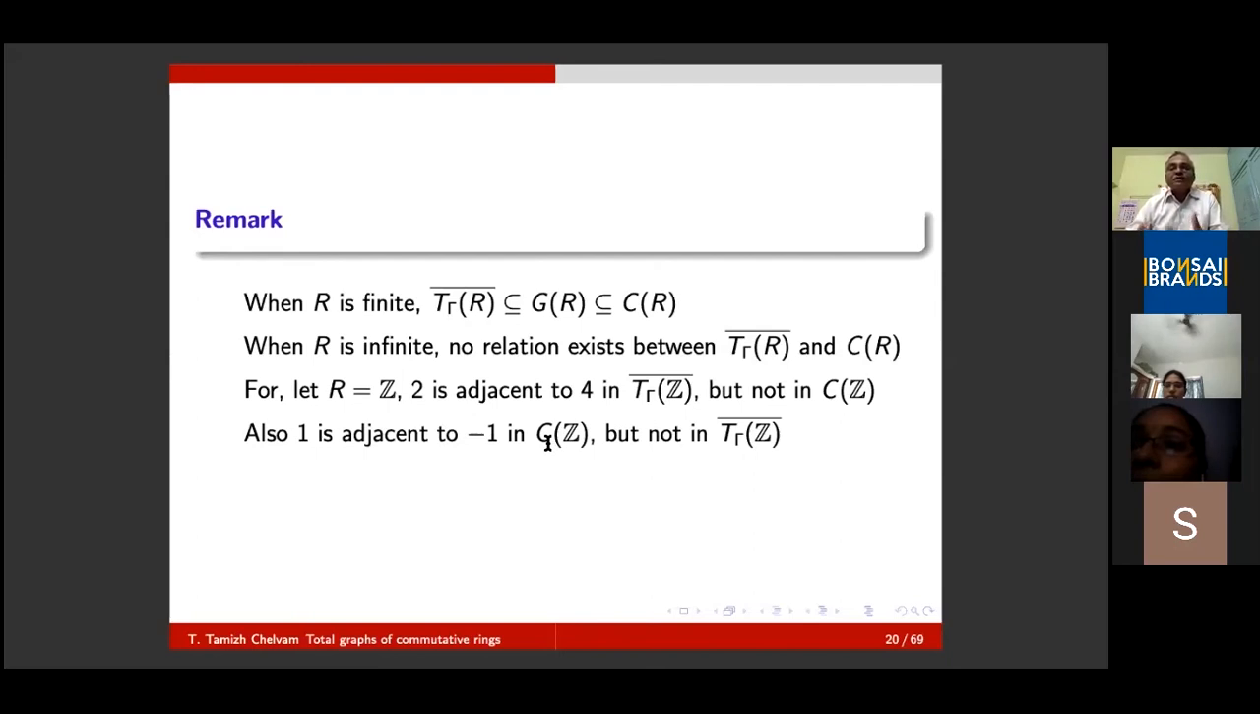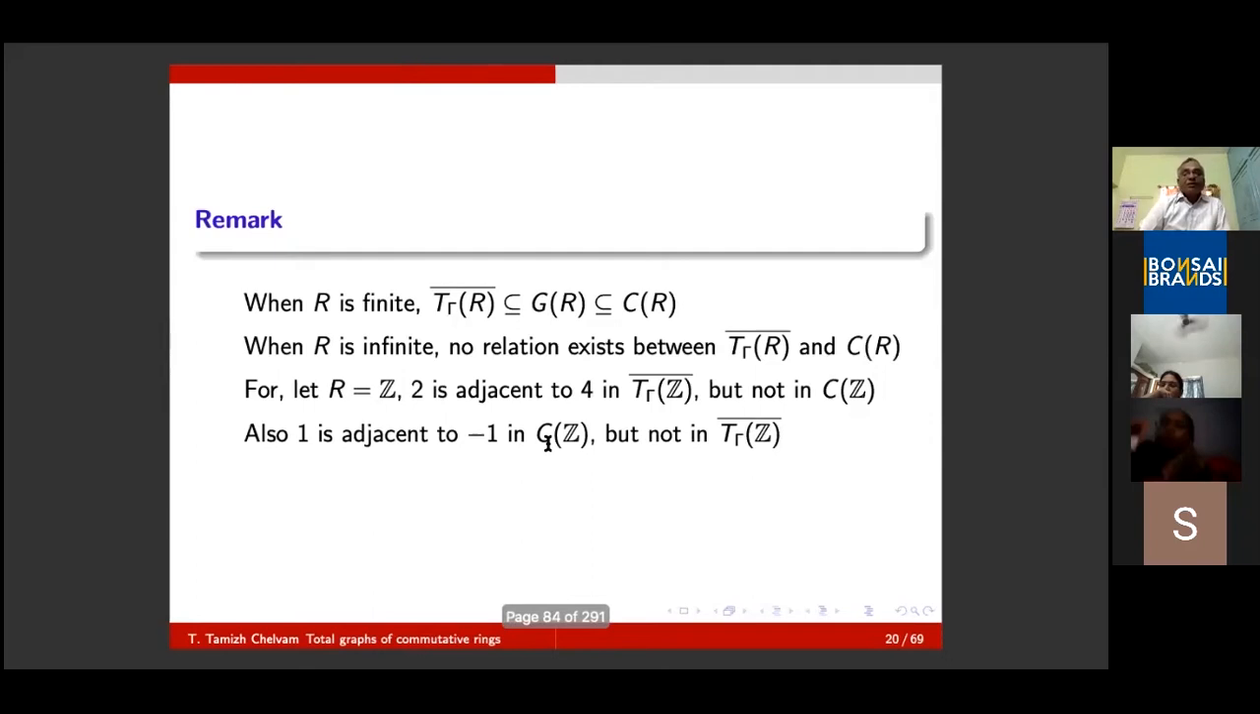So for an infinite ring of integers, T gamma of Z contains an edge which is not in comaximal. Comaximal contains an edge which is not in the complement. Therefore, neither of them is a subgraph of the other. So it makes some difference in the case of infinite when compared to finite case.